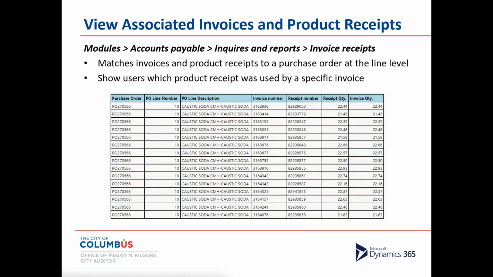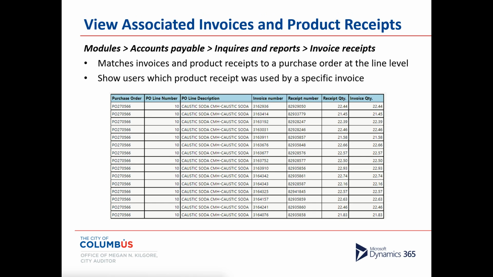In addition to the Power BI report, we have something called invoice receipts. It is another report within D365. So you go to modules, accounts payable, inquiries and reports, invoice receipts. This report is run on a specific purchase order, so you'd have to know the PO that you want to research to run this inquiry or report. Once you've run it, what it is going to do is it's going to match those product receipts or show you what product receipt has been matched to an individual invoice for that purchase order.